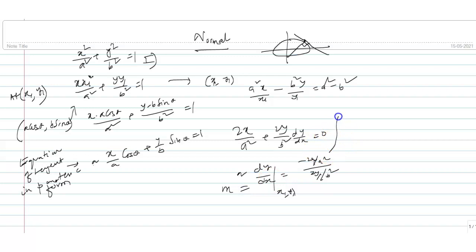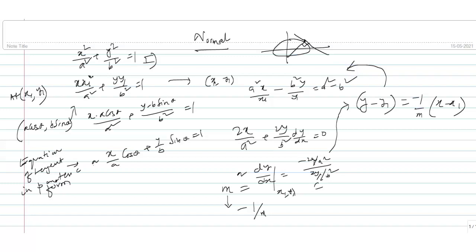The normal is a straight line, and if we write the equation of that straight line in point form, that is y minus y1 equals m times x minus x1, where for the normal the slope will be minus 1 by m. If we simplify, you will get the result like this. Clear?